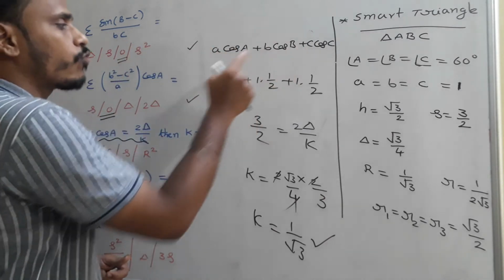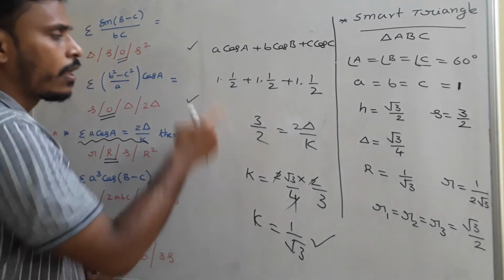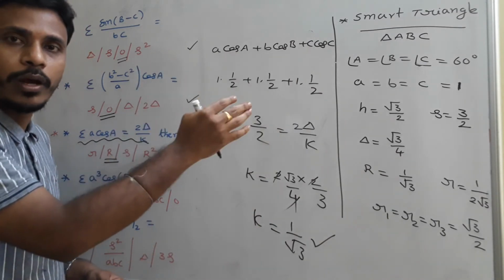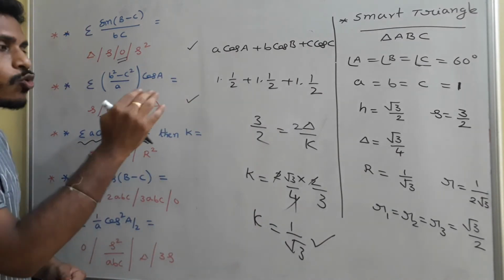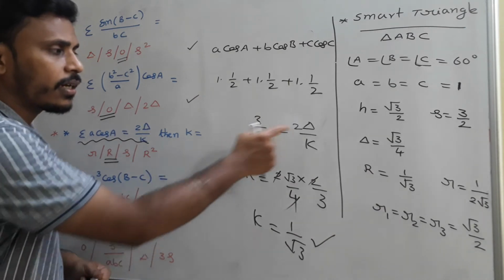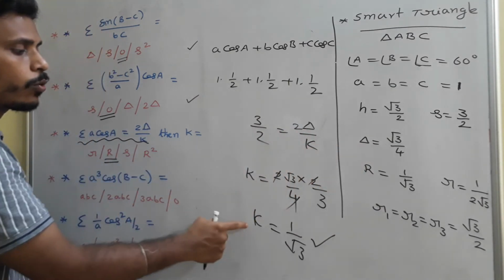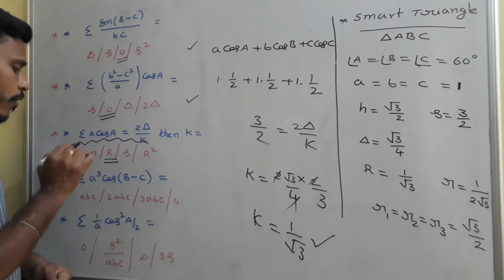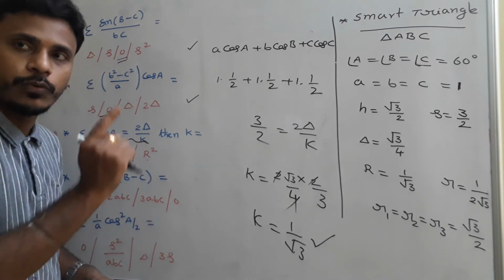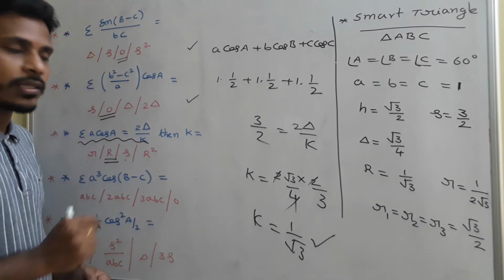Replace all the side lengths with 1 and all the angles as 60 degrees. So 1 into 1 by 2, 1 into 1 by 2, 1 into 1 by 2 is 3 by 2, which is 2 delta by k. From there, if you replace delta with root 3 by 4, you will get k equals 1 by root 3. From the options, you need to choose one which gives us 1 by root 3, and that is capital R, circumradius.